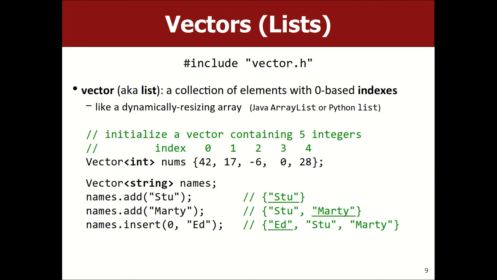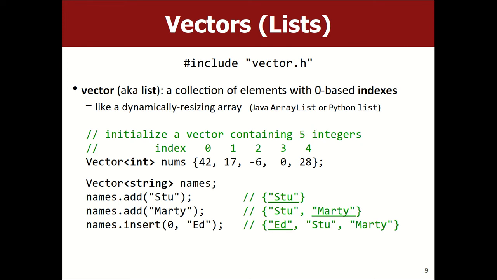The first collection I want to show you is called a vector. Vector is sometimes called a list or an array list. If you did Java and used array list, vector is almost identical to array list. If you come from JavaScript, it's a lot like an array with square brackets. It's a lot like that. So a vector is a collection of elements that have indexes that start with zero.